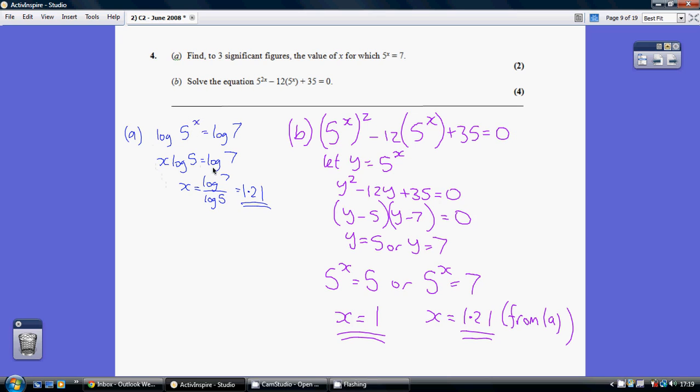So we have x log 5 equals log 7. We then choose to divide through by log 5, giving us x equaling log 7 over log 5. Using your calculator, that's 1.21.